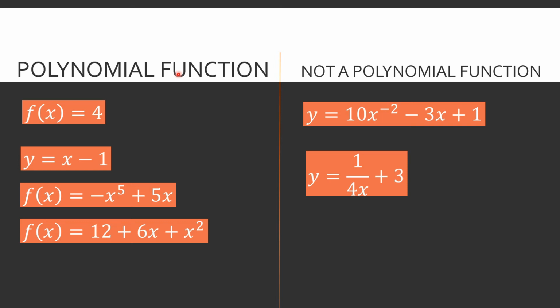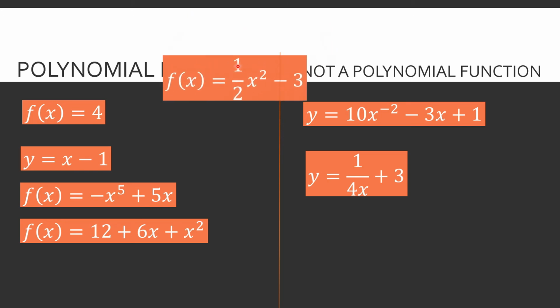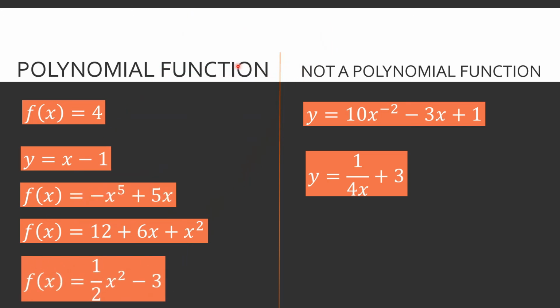Next, f of x is equal to 1/2 x squared minus 3. Glance at the exponent of x. For the first term, we have 2, and for the second term, we have a constant, 3. Take note that it qualifies since the exponent of x is a positive whole number. Here, its coefficient is 1/2. Any coefficient can be any real number, so this still qualifies as a polynomial function. You just take note of the difference, alright?